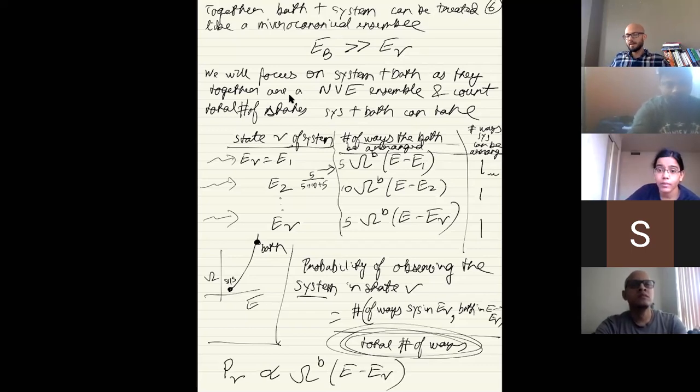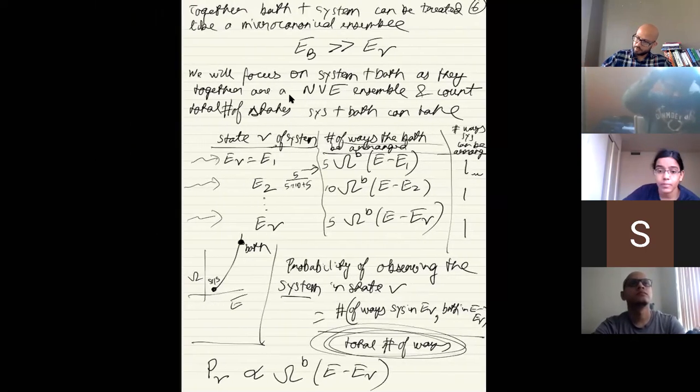We haven't yet derived Boltzmann's formula, but we are getting there. It is still far from Boltzmann's formula. Okay, how do we proceed here now?